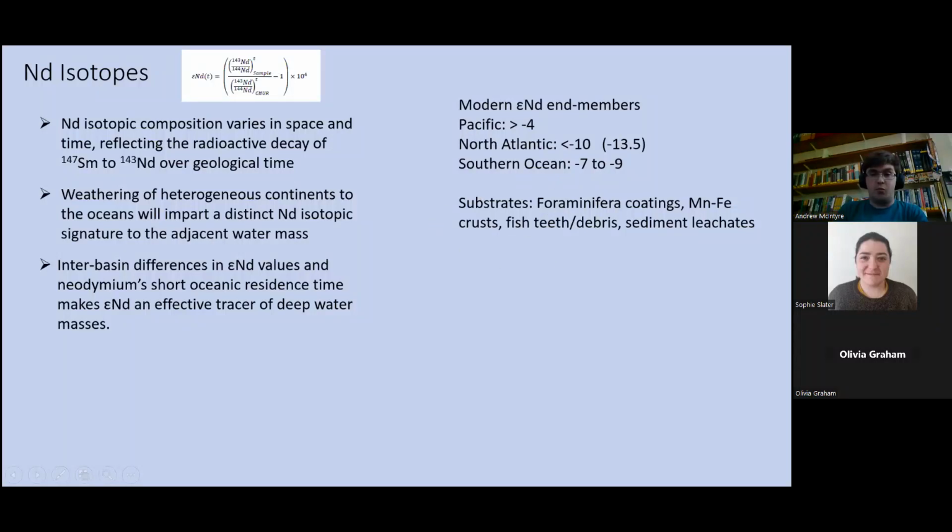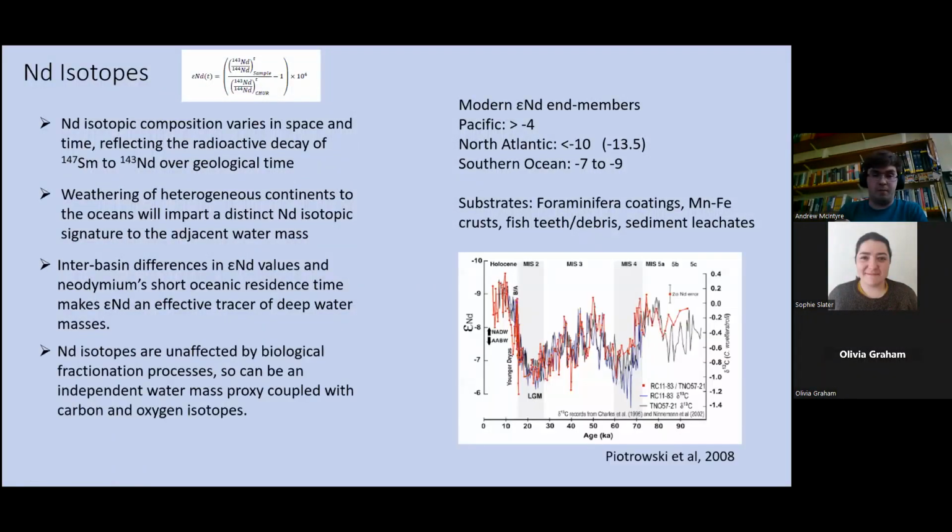And so what we can do is use various different substrates in the geological record to recover the neodymium isotopes. So we can use foram coatings, we can use manganese iron crusts, fish teeth and debris, which is one of my favorites to use, and sediment leachates. We can use all these different substrates to get a time series record of ocean circulation in the past.